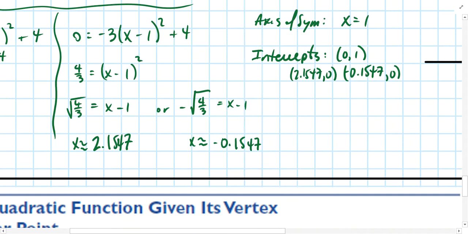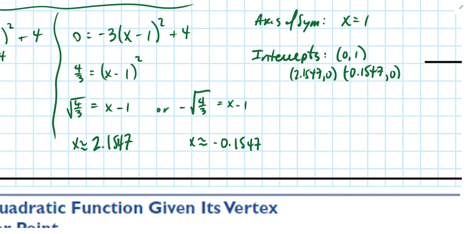But for our x-intercepts, where y is equal to 0, this gets to be a bit tricky. If I used general algebra, I would have to subtract 4 from both sides of the equation and then divide by negative 3. Well, a negative 4 divided by negative 3 turns into a positive 4 divided by 3. That's why I'm showing this here. But then I'd have to take the square root of 4/3 and then add 1 to that.